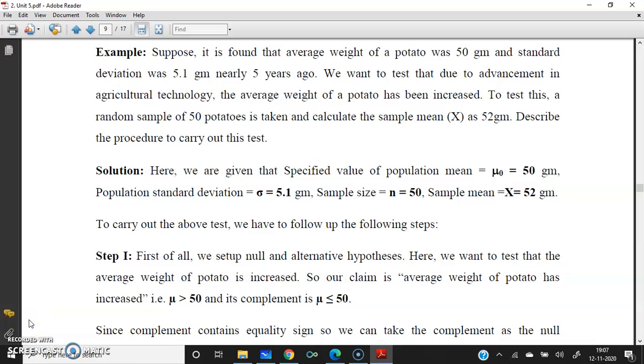Hi students, we'll see the problem. We have seen what a hypothesis is and what testing the hypothesis is, and we have also seen the types of errors, type 1 and type 2 errors. Now we'll solve one problem.